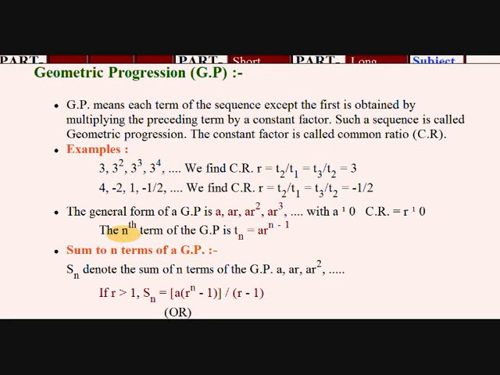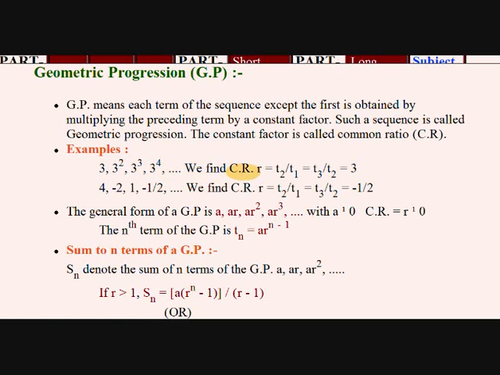Let us see the formula component. In a GP, each term of the sequence except the first is obtained by multiplying the preceding term by a constant factor. Such a sequence is called a geometric progression. The constant factor is called the common ratio. Let's take an example: 3, 3 squared, 3 cubed, 3 to the power 4.